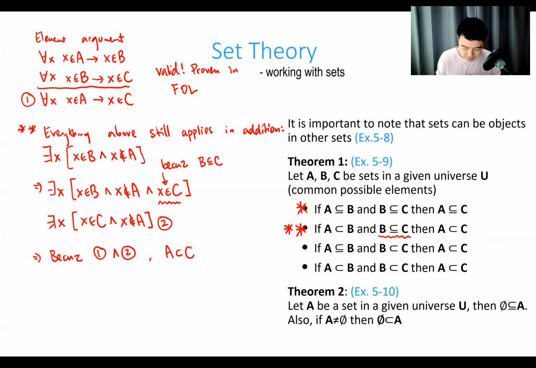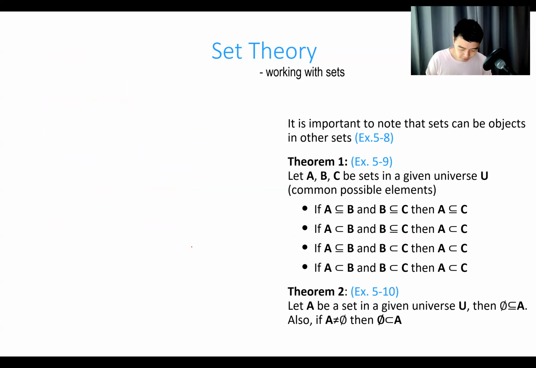All right. So let's take a look at theorem 2 now. Theorem 1, I hope everyone's okay with that. Theorem 2 says, let A be a set in a given universe U. So A is just some set. Then the empty set must be a subset of A. Another way to say this is that the empty set is a subset of anything.